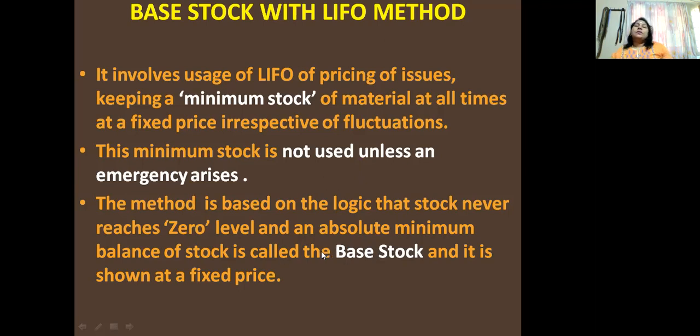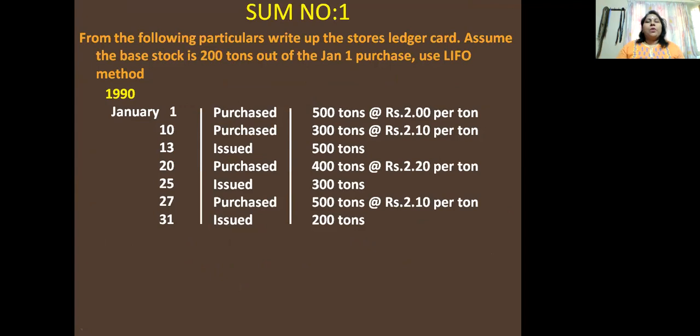So in the previous video, I taught you how to prepare the stores ledger and the base stock with FIFO. Here we are going to follow the LIFO method, but simultaneously we need to check the base stock that is instructed as per the problem to be maintained. So let me check one problem. From the following particulars, write up the stores ledger. Assume the base stock is 200 tons out of the January 1 purchase. Use LIFO method. Okay. So for the January purchase, we already have 500 tons, but the problem instructed to maintain 200.